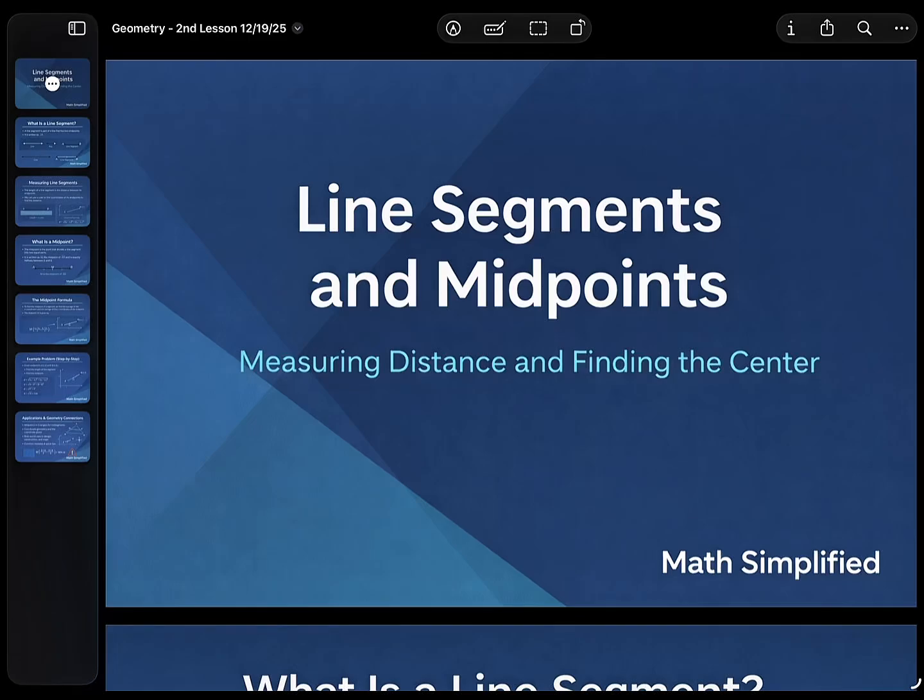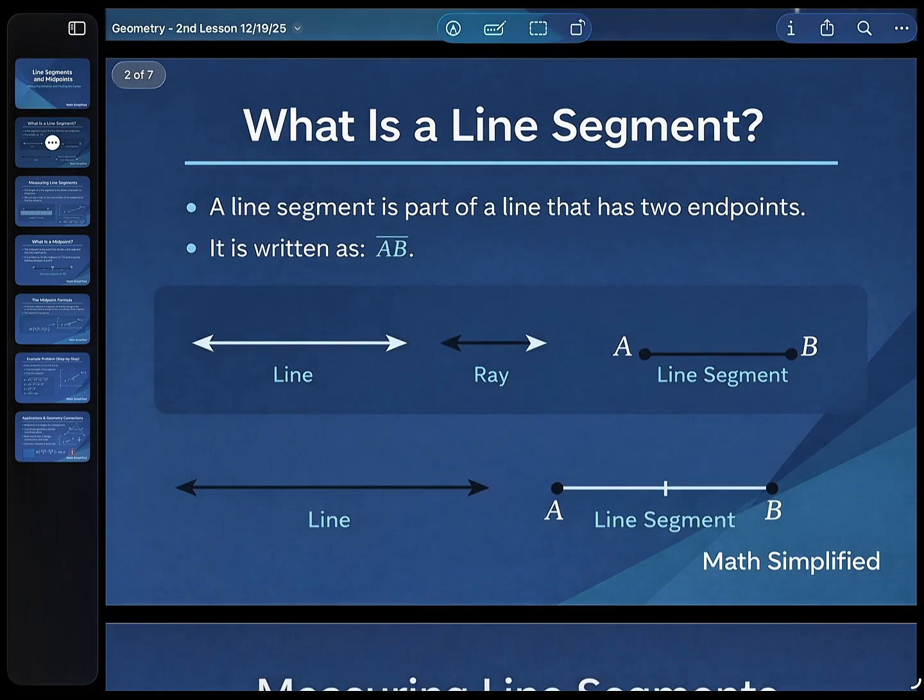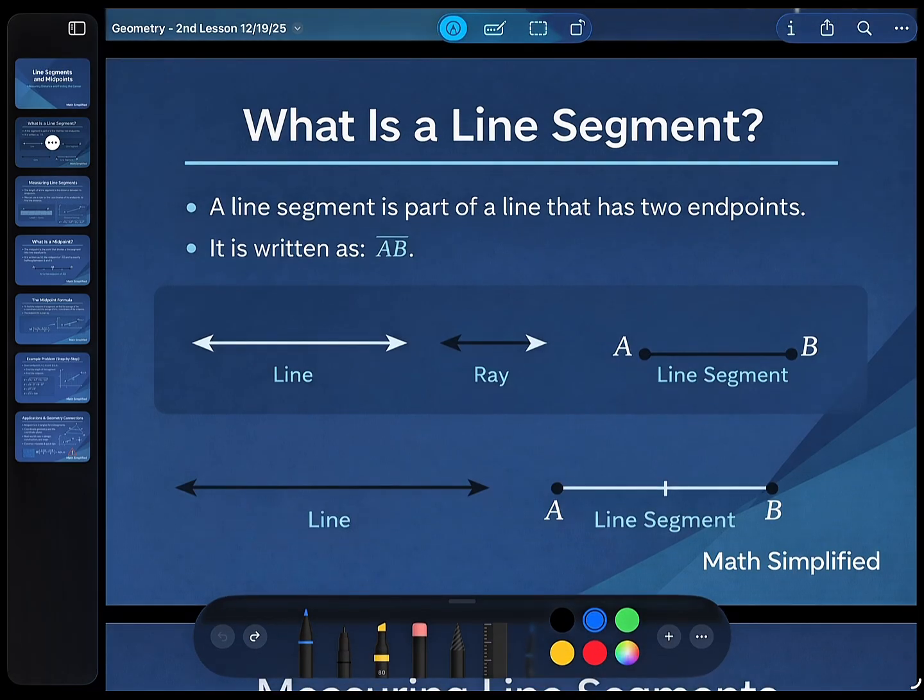Alright guys, welcome back to our second video of geometry, which is line segments and midpoints. So what is a line segment? A line segment is a part of a line that has two endpoints. So this would be a line segment here since it has two endpoints, which is A and B. Alright, and then it can therefore be written as AB like that.